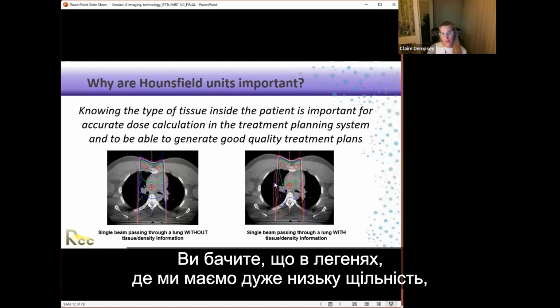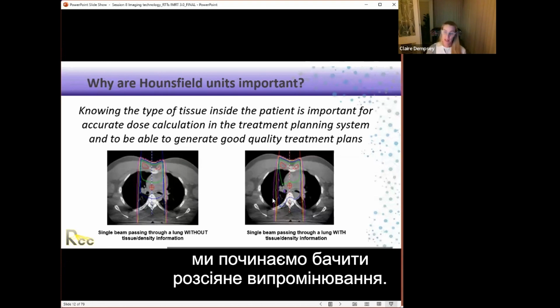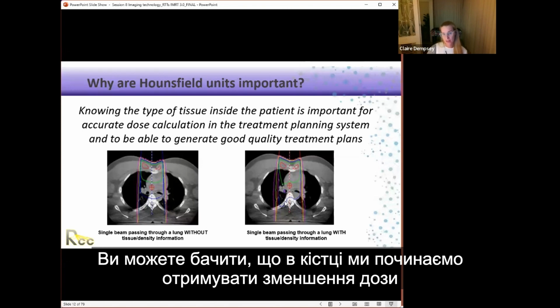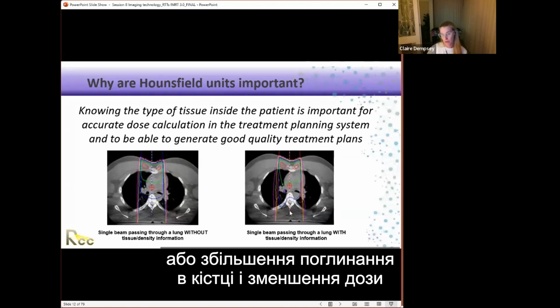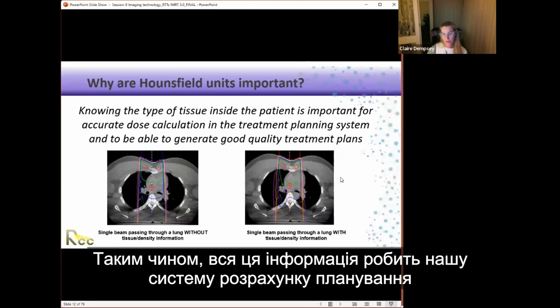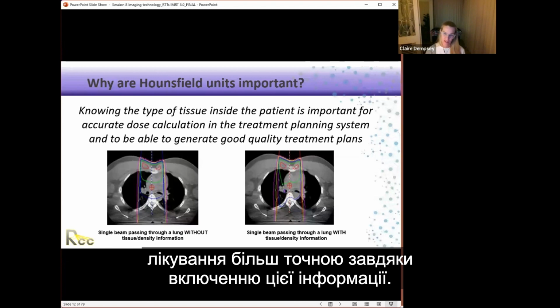You can see in the lung, where we've got really low density, we're starting to see scattered radiation. So our dose is starting to spread out laterally. You can see that in the bone, we're starting to get a decrease in dose, or an increase in absorption in the bone, and a decrease in dose beyond the bone. So all this information makes our treatment planning calculation system more accurate by incorporating that information.